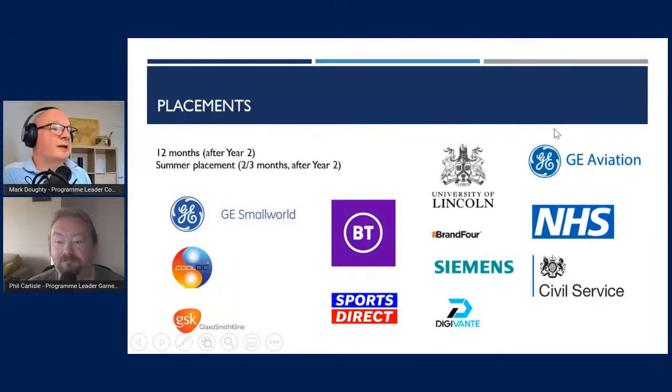In between your second and third year, you're able, if you want, to take on a 12-month placement. Over the last couple of years, these are some of the organisations where students have gone to do their 12-month placement, whether it's local, so things like the university itself, Brand Force, Siemens that are based in Lincoln, or more widely in the UK, so things like GE Aviation, Civil Service, and so on.